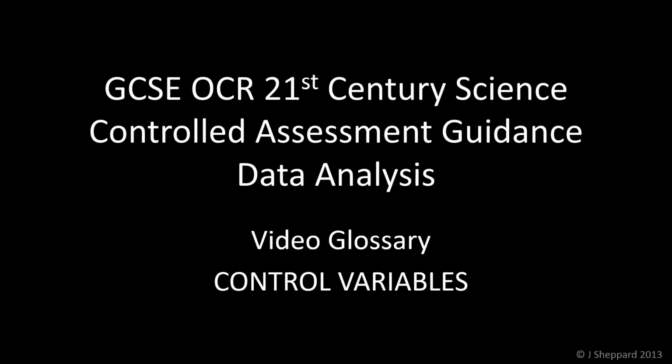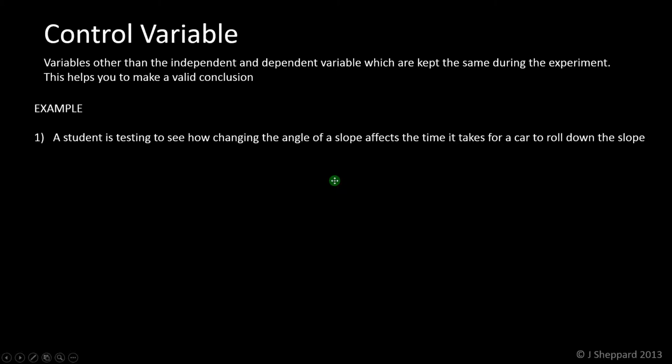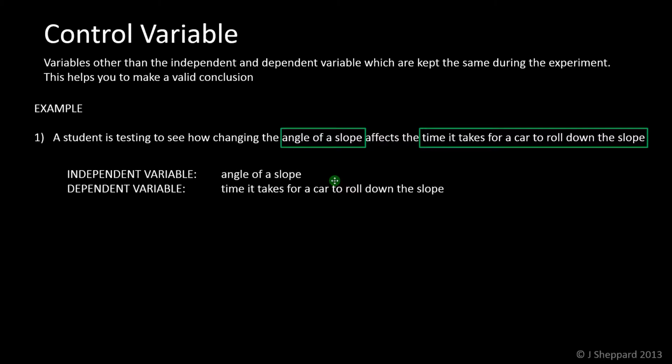So this is the discussion of control variables for the data analysis controlled assessment. We're going to look at an example that we've used already for looking at dependent and independent variables, which is the example of a student testing to see how changing the angle of a slope affects the time it takes for a car to roll down the slope.